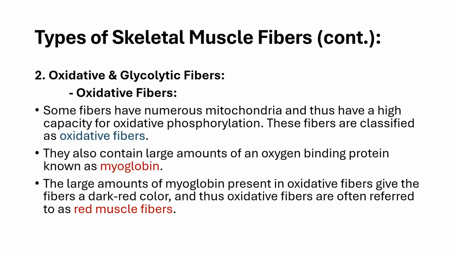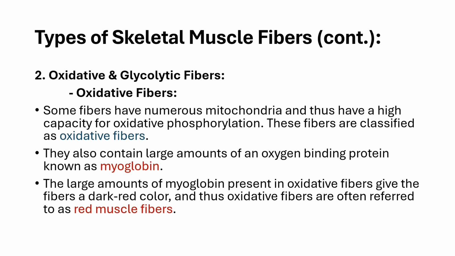Oxidative fibers contain a large number of mitochondria. It enables them to efficiently perform oxidative phosphorylation, which generates ATP using oxygen. So this makes them ideal for sustained long duration activities like walking or maintaining posture. These fibers are rich in a protein called myoglobin, which binds oxygen and facilitates its transport within the muscle cell.